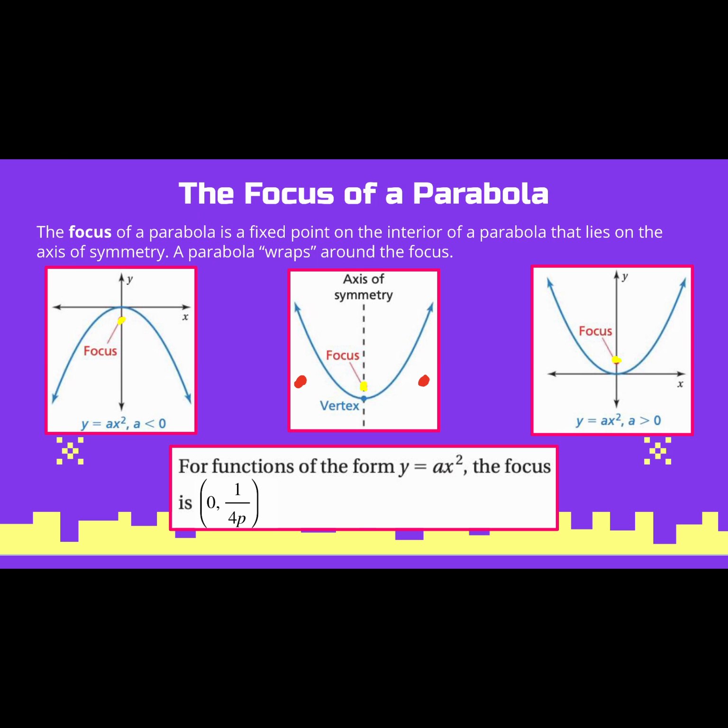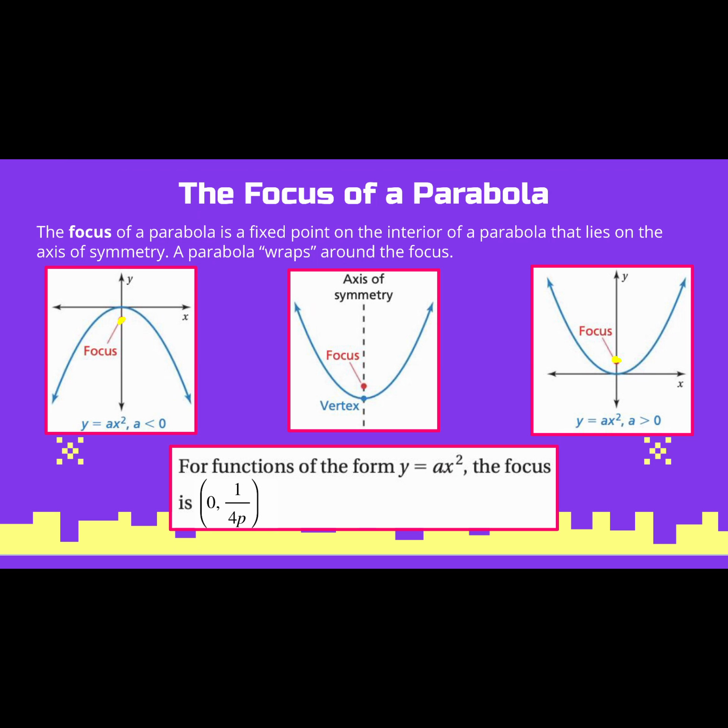The focus lies on the axis of symmetry. So now we're getting a little bit more specific. If we have our axis of symmetry in the middle, we could not have our focus, even though these points are on the interior, none of them are on our axis of symmetry. So now it just looks like our parabola has chicken pox, but none of those could be our focus.